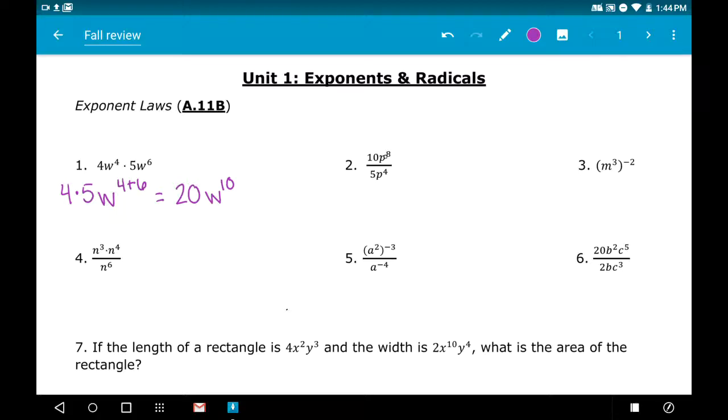For the second one, we are dividing. So that means we divide our coefficients and we subtract our exponents. So 20 divided by 5 is what we start with. And then with our p's, we do 8 minus 4. So 8 minus 4. And this would give us 10 divided by 5 is 2. 8 minus 4 is p to the 4th.